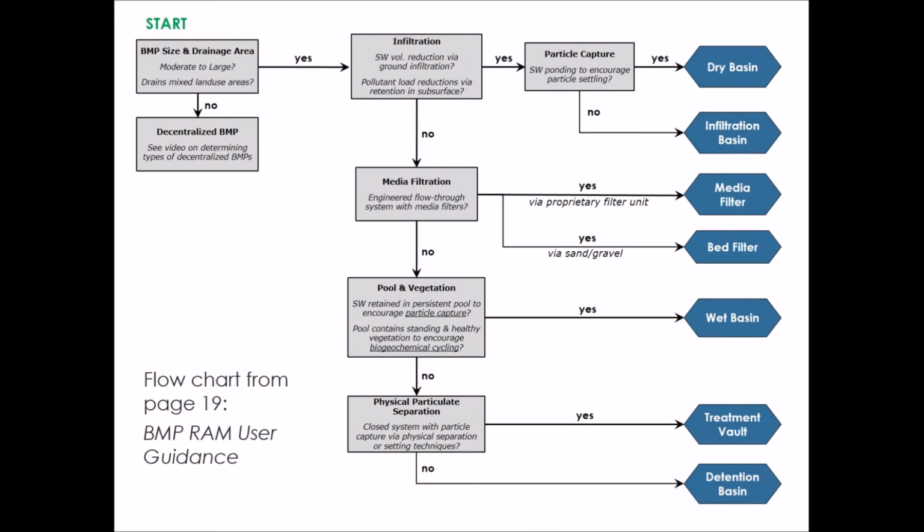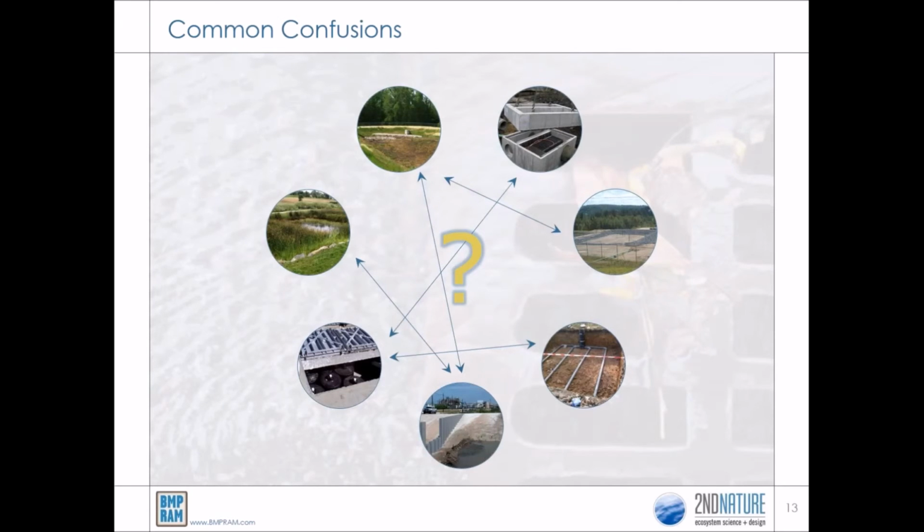Again, this flowchart can be found on page 19 of the BMP RAM user guidance, accessible for download from the BMP RAM website. Now, there are several instances where a user may have trouble distinguishing between two different BMP types. Following, we provide some guidance to differentiate between commonly confused BMPs.